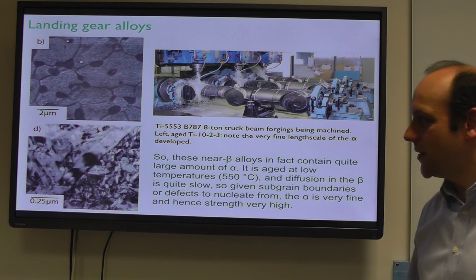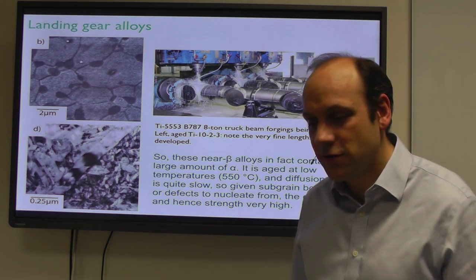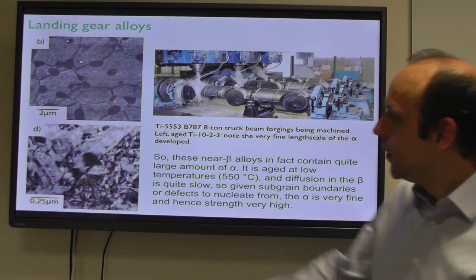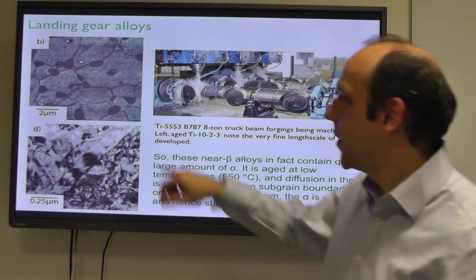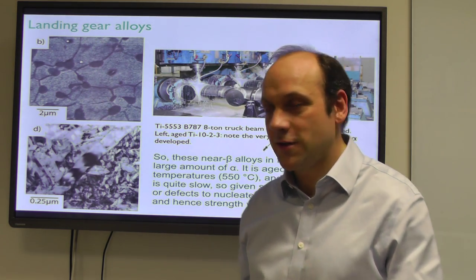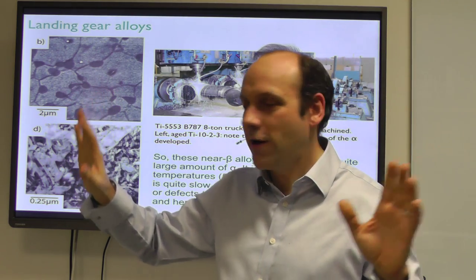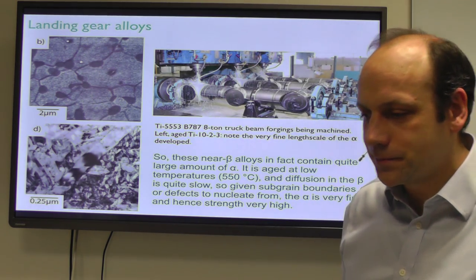Although they're called near beta alloys, actually the fraction of alpha in them once they've been aged is quite high. They're aged at something like 550 degrees C. Basically, the lower the aging temperature, the more alpha you get out, the smaller its length scale and the stronger it is. And the alpha's then very, very strong. The alloy's very strong. These primary alphas actually don't give you a lot of strength, and it tends to fracture from those. But they act to pin the subgrain boundaries, and they act to nucleate the fine scale alpha, so you have them just for that purpose. So you want enough of these to pin the grains, but as little as possible otherwise, so that you've got all that alpha to form in there.